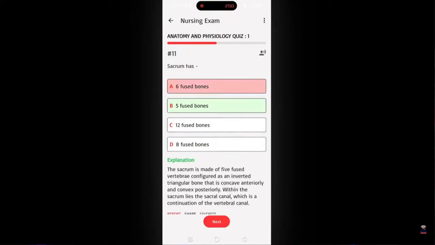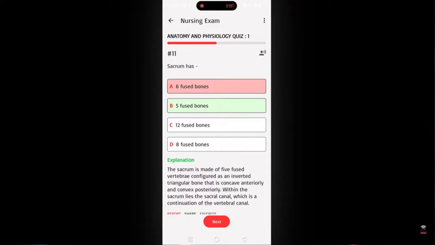The sacrum is made of 5 fused vertebrae configured as an inverted triangular bone that is concave anteriorly and convex posteriorly. Within the sacrum lies the sacral canal, which is a continuation of the vertebral canal. Okay. Sorry, my head was thinking other things. But the sacrum always has 5 fused vertebrae.